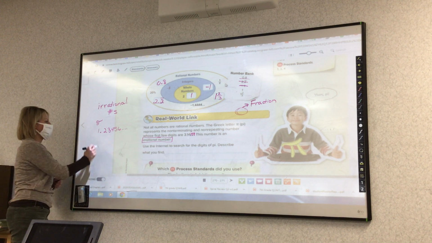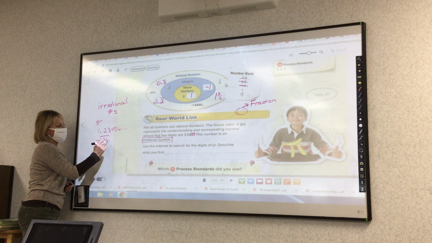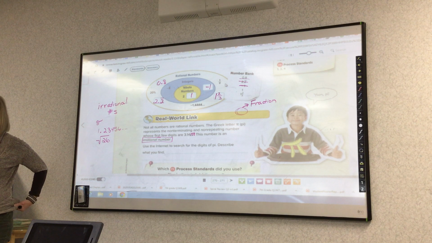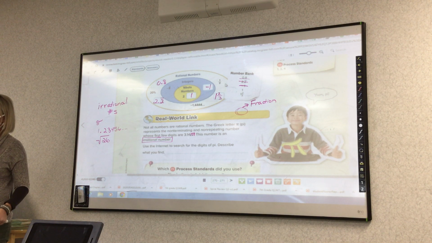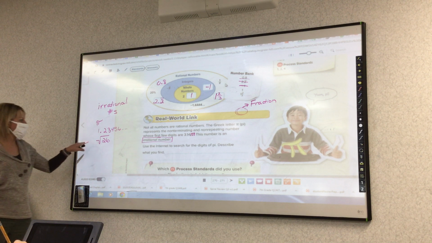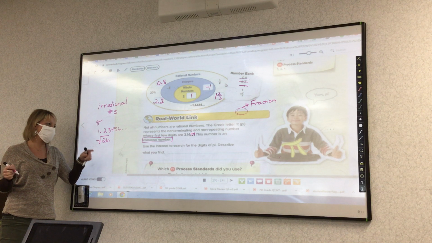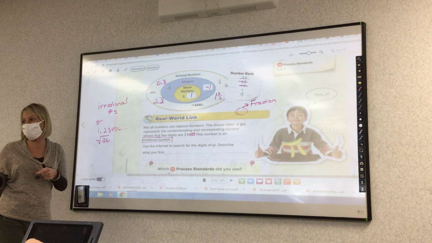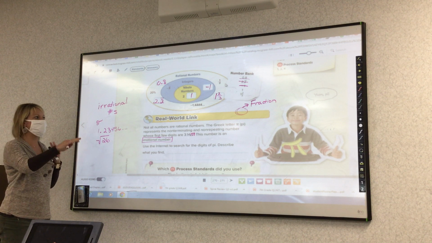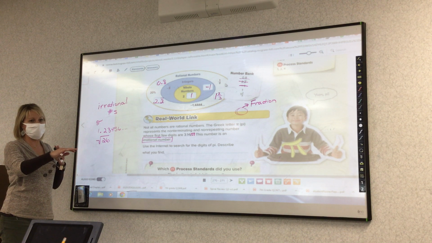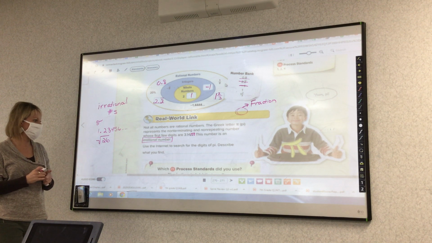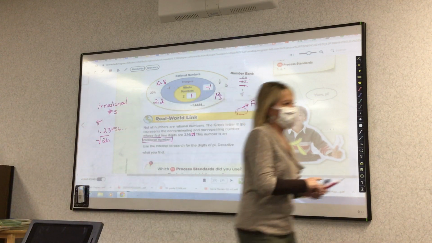Another irrational number would be the square root of 26. Why is the square root of 26 an irrational number? Yes, called it. It doesn't have a whole number. It doesn't have an exact answer, does it? So if I put the square root of 26 in my calculator, it's going to give me a whole number full of a bunch of decimals, because it doesn't stop. So when those decimals don't stop, or repeat, it's irrational. Okay? Alright, let's go on to the next page.